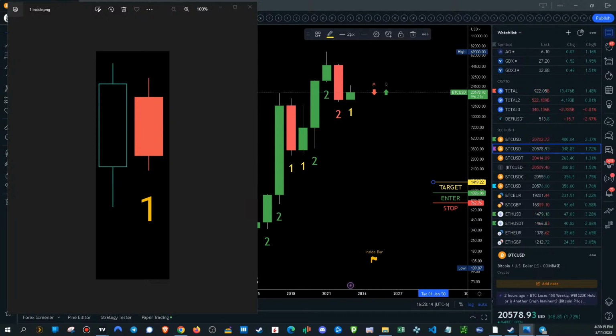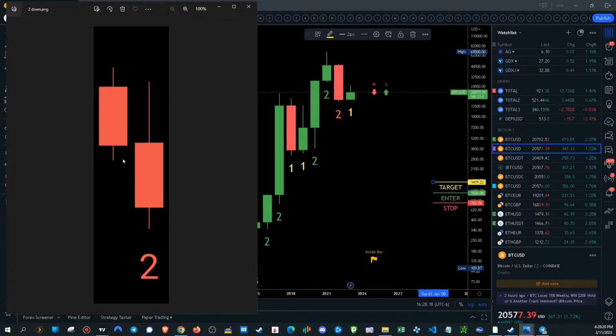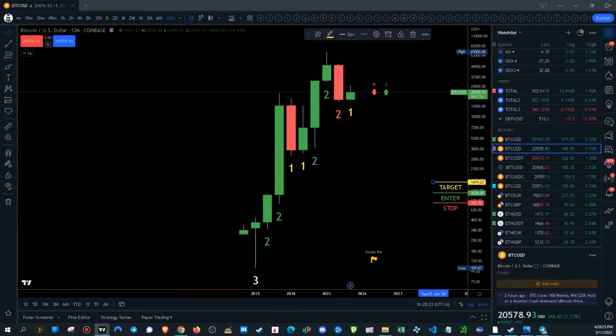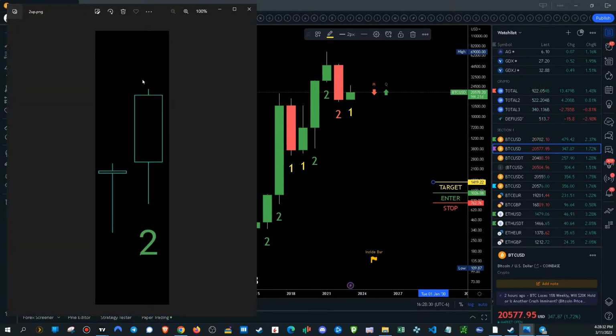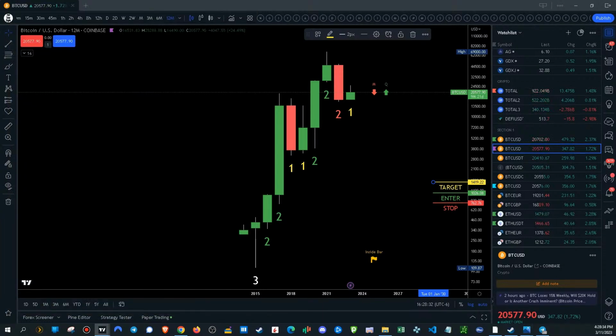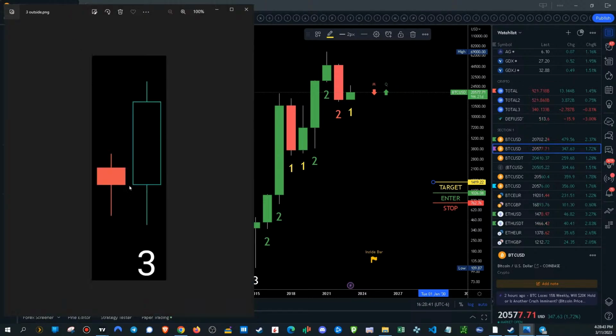There's a 2 down bar. It takes out the previous candle's low but not the high. There's a 2 up bar. It takes out the previous candle's high but not the low. And then finally, the outside bar, which they call a 3 bar. This is where broadening formations are built on multiple time frames. It takes out the previous candle's high and the low.